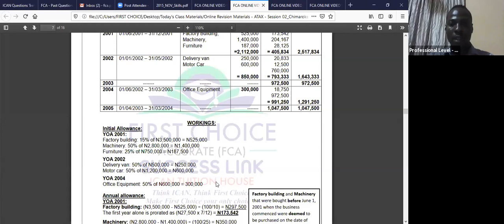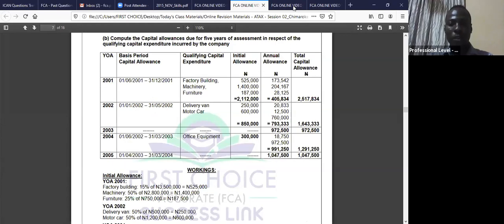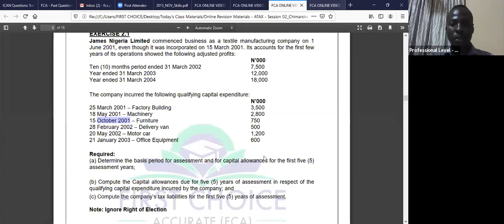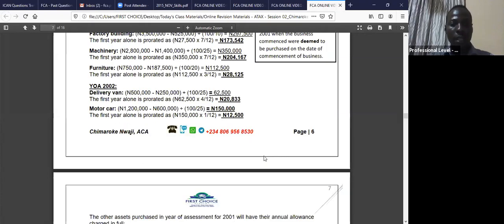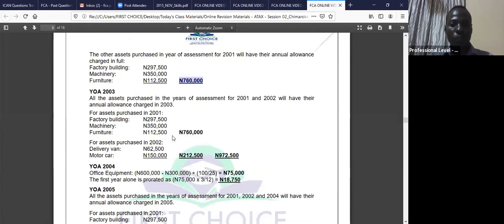Let me leave here. Let's look at how we are going to look at it now. Can you see in 2003, we still have this 760 that came from assets that we purchased in 2001, which is what we calculated here.